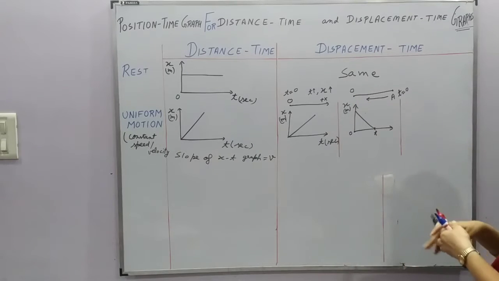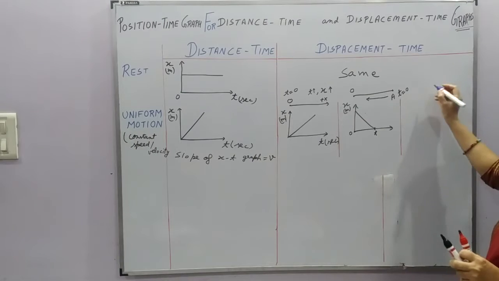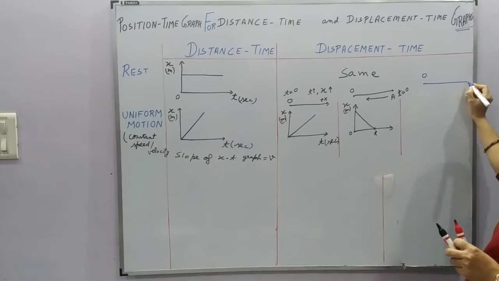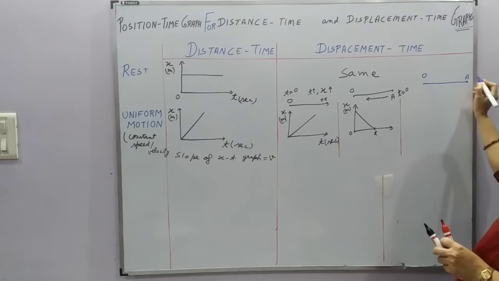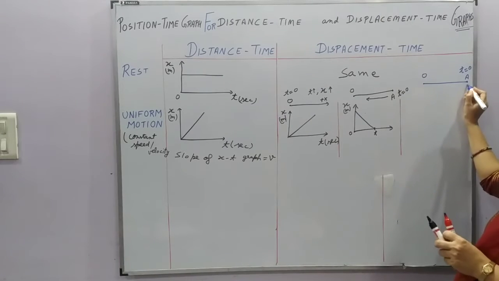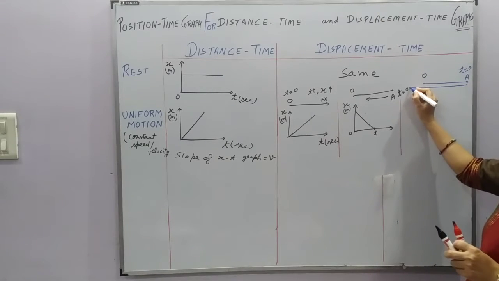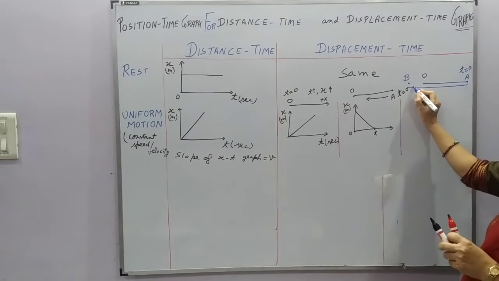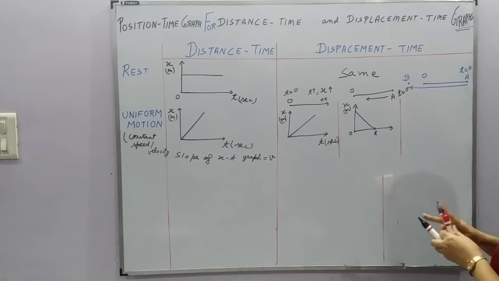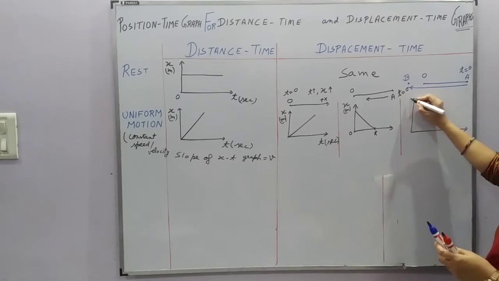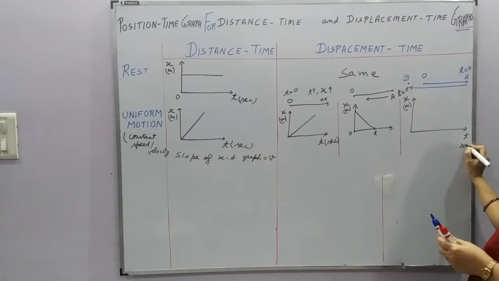Now again, let's take another special case which is very important for us to discuss here. This is O and the object is at point A at time is equal to 0. It starts moving this way, crosses origin and reaches a point B which is beyond the origin. So what will be our shape of the graph? This is x in meters, this is time in seconds.